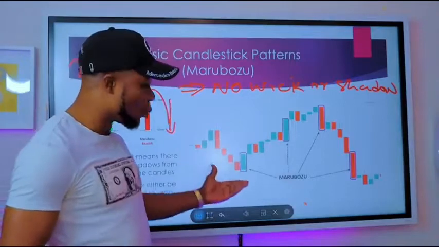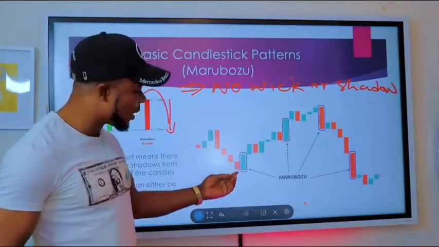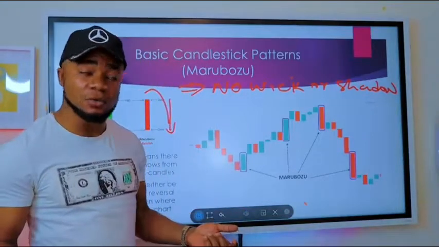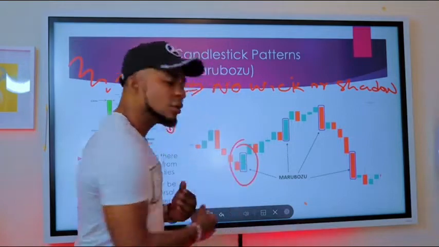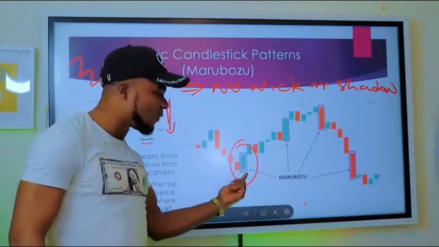See what happened. The market was going down, the same thing I was explaining. The market was going down, and at this level, what happens? See, this is the candle. It has no wick. That is why it's called the Marubozu. All right. Here, you see the same candlestick pattern happened. This is our first sign.